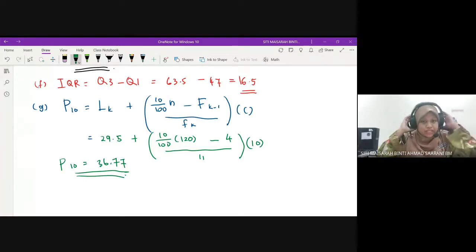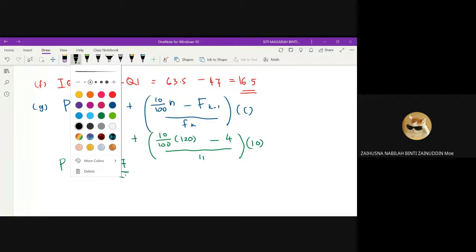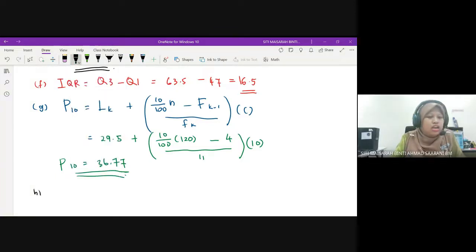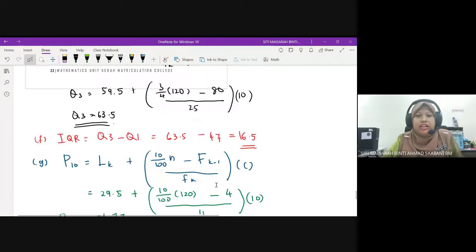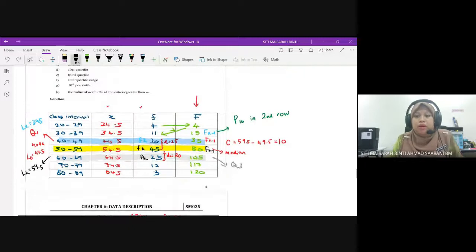Correct? 36.77, right? Alright, and then the last question is to find the value M if 30% of the data is greater than M. It means here 30% of the data is greater than M. We go from the bottom, 30% is greater than.